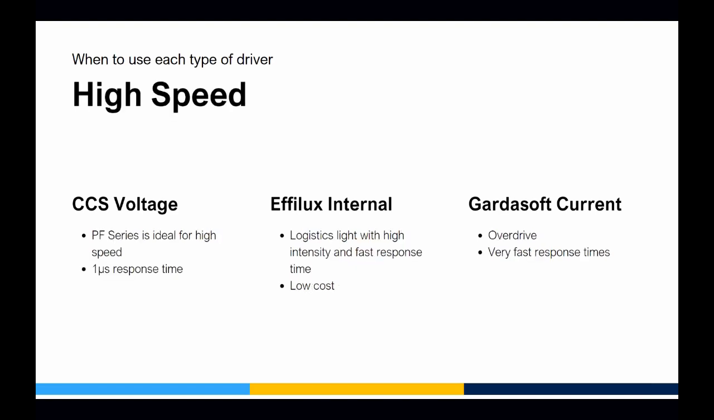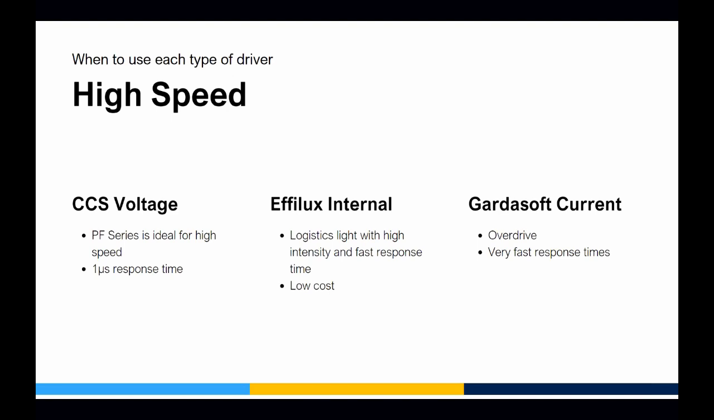For high-speed applications, this is very similar to overdriving, but I'm just going to elaborate a little bit more. CCS, the PF series, is ideal for extremely high-speed applications, sometimes if it's the only option, essentially. It has 1 microsecond response time. Effilux has a new logistics light with extremely high intensity and really fast response times. This is also lower cost. And then GardaSoft, they have overdriving built in, and they have very fast response times as well.